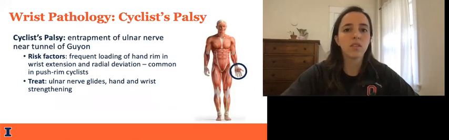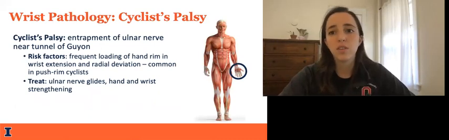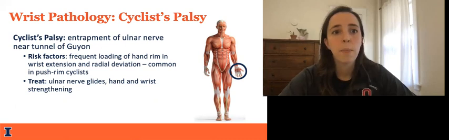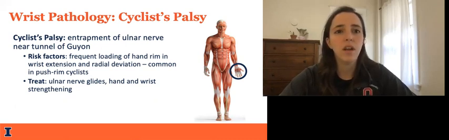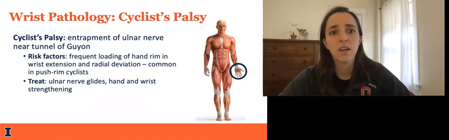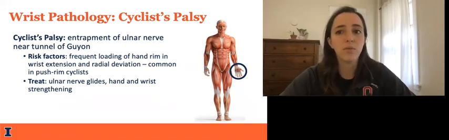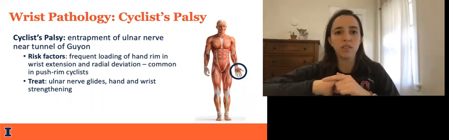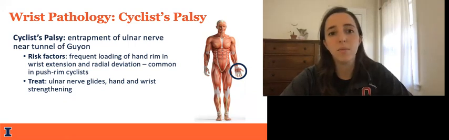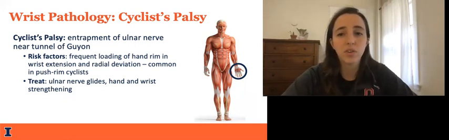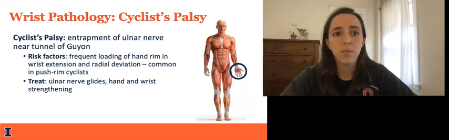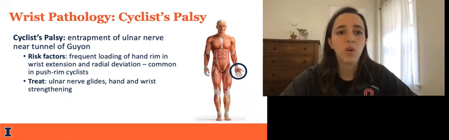So the last one we'll talk about here is called cyclist palsy. This wasn't in the research at all for wheelchair athletes, but I was talking to some coaches and some ATs and strength coaches at U of I, and they said that their cyclists have a lot of ulnar nerve pathologies. So cyclist palsy is one of them, and it's that entrapment of the ulnar nerve near the tunnel of Guyon. So risk factors would include frequent loading of the hand rim in wrist extension and radial deviation. So you're really compressing here. And that was common in push rim cyclists. I didn't hear anything about the basketball team with ulnar nerve issues, but it's definitely possible. And then they would treat these with ulnar nerve glides and then just hand and wrist strengthening. So you're getting that wrist as strong as possible.